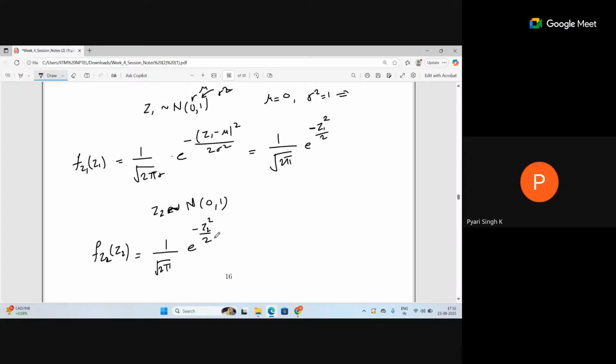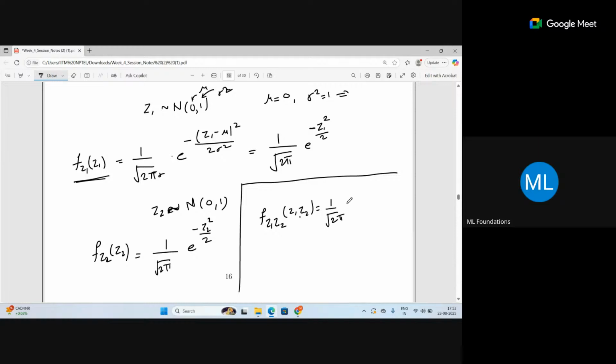Correct. Now let's say these both random variables z1 and z2 are independent of each other, correct? So how will their joint density look like? It will be z1 comma z2, right? And that will be the product of this. Can I write like this: 1 upon root 2 pi e to the power minus z1 square by 2 into 1 upon root 2 pi e to the power minus z2 square by 2, correct?